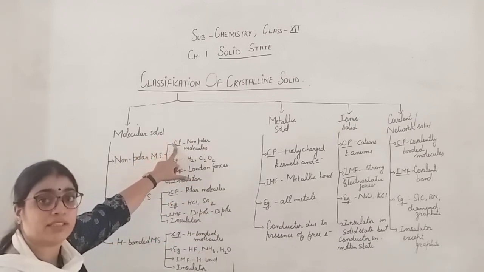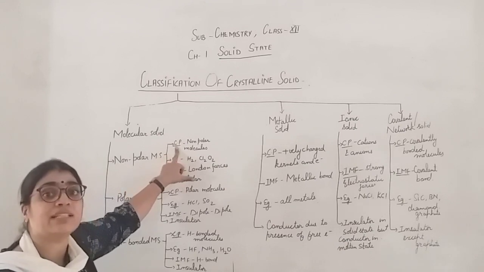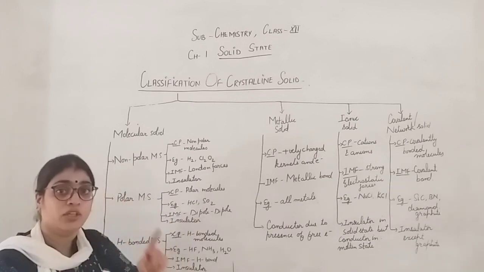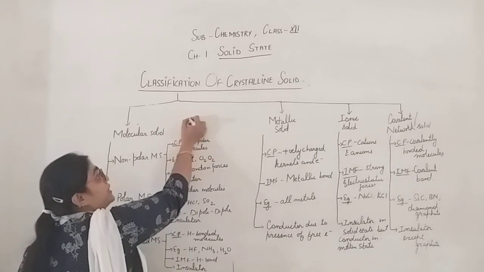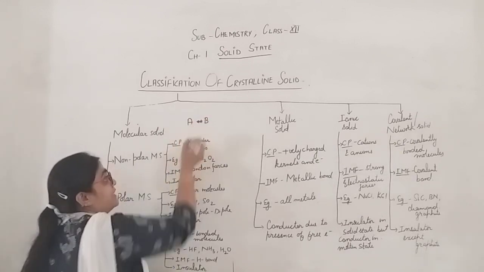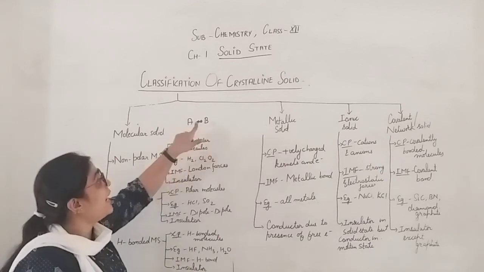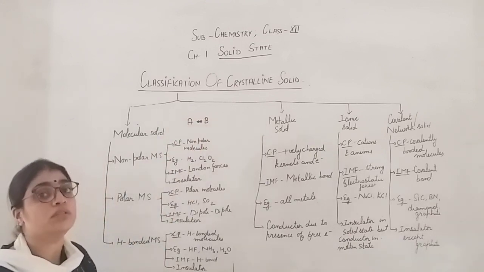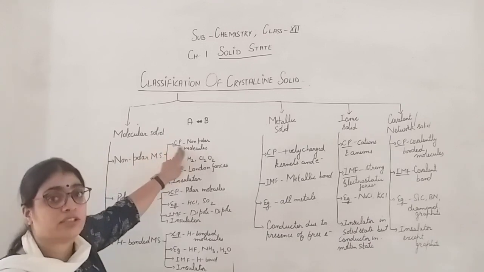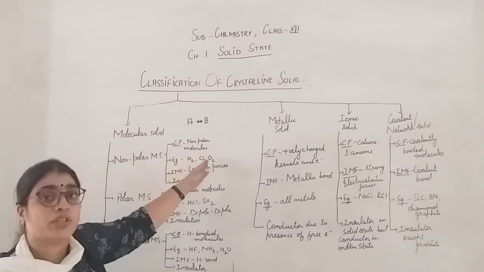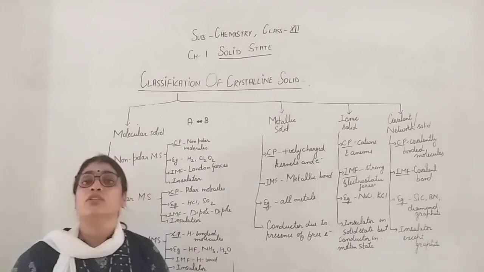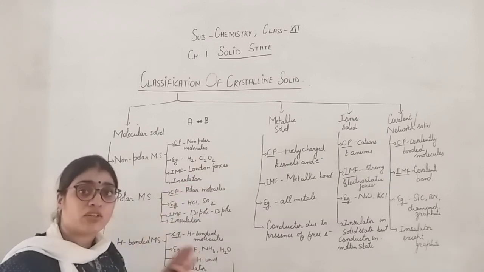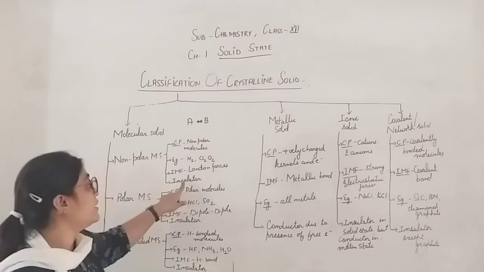First is constituent particles. Non-polar molecules, which we have studied in class 11th, are those molecules in which the shared pair of electrons remains at the center. The two atoms to which the molecule is attached, A and B, are of the same electronegativity, and the shared pair of electrons remains at the center. Such molecules are called non-polar molecules. So the constituent particles are non-polar molecules like hydrogen, chlorine, oxygen, and in non-polar molecules the intermolecular forces are London forces or dispersion forces. Since they do not have any free electrons or ions, they will be insulators in nature.